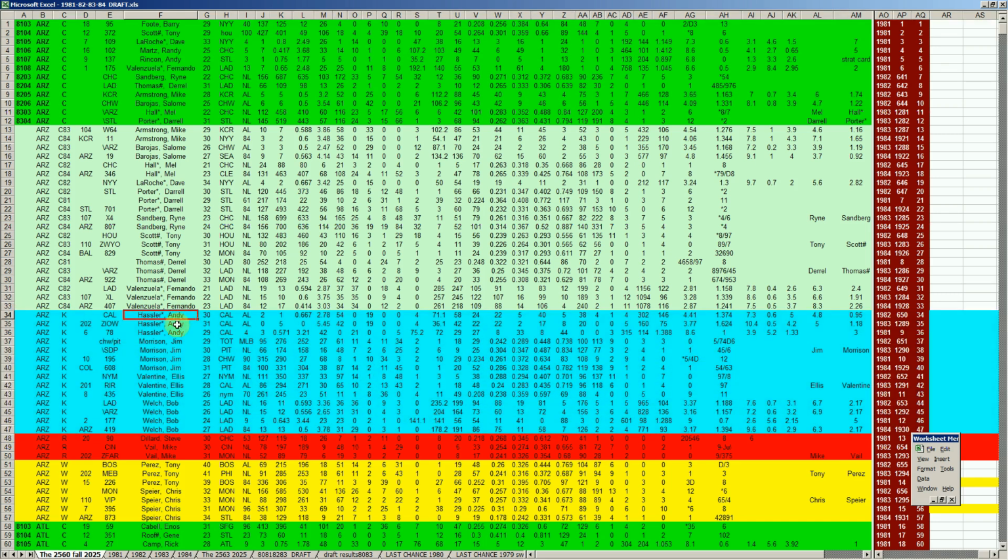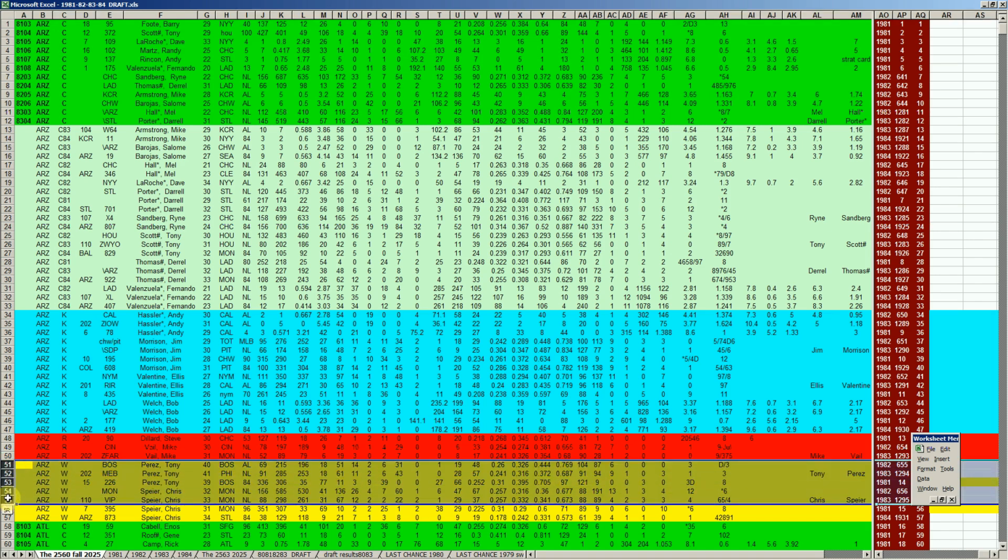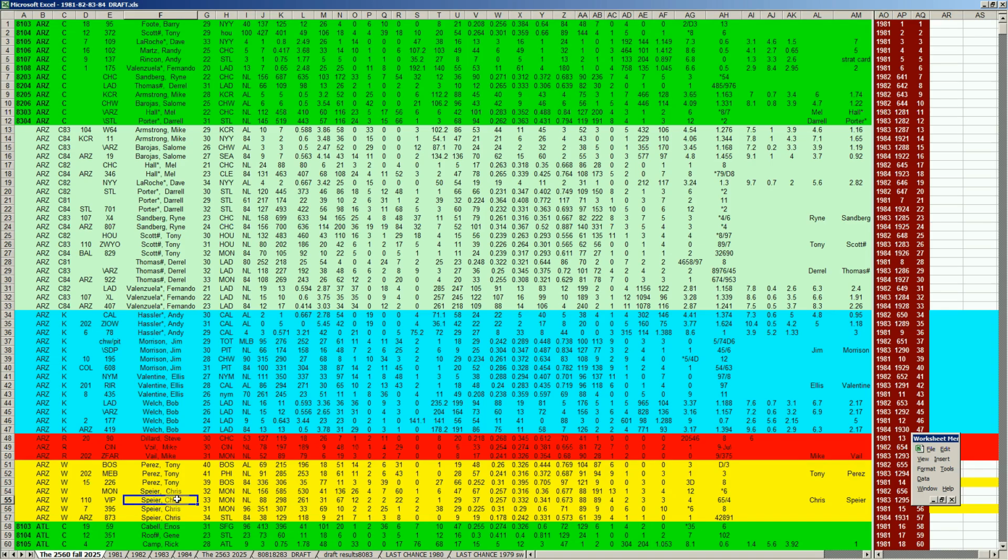So in this case, it's Andy Hassler. There's 3 versions of him. Jim Morrison has 4 cards. Ellis Valentine 3. Bob Welch has 4 cards. So that you have to figure out which of the years you want for a guy you plan to keep. They kicked 3 guys in retirement. Turns out that Steve Dillard and Mike Vail still have some seasons left in them. And Tony Perez and Chris Spire are put on waivers. Chris Spire actually plays 4 more years of baseball, but he's on waivers. He's free to play for anybody.